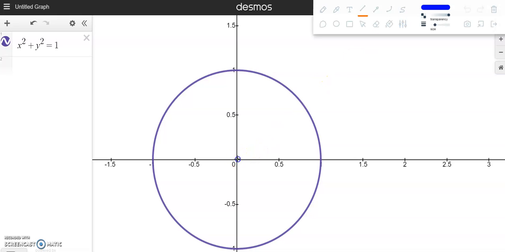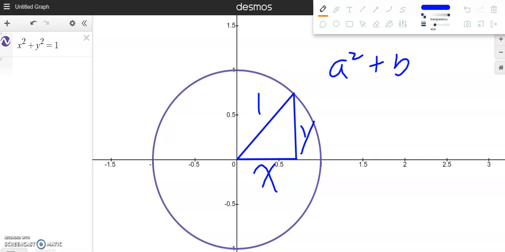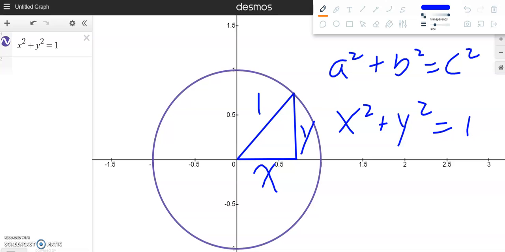Where that comes from and why it is: if you draw in a side length here, draw down a side length here, and this length here, that's where your right triangle's coming from. Now, if that's the x, and that's the y, and this radius is 1, then the Pythagorean theorem, a squared plus b squared equals c squared, becomes x squared plus y squared equals 1 squared, or just 1. So that's where your formula comes from.